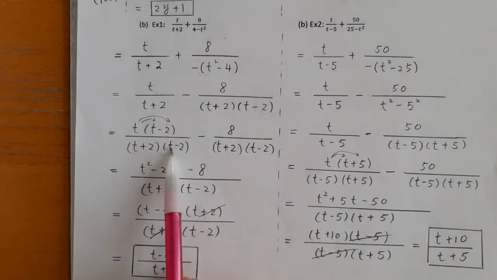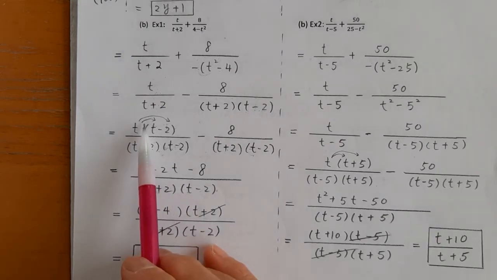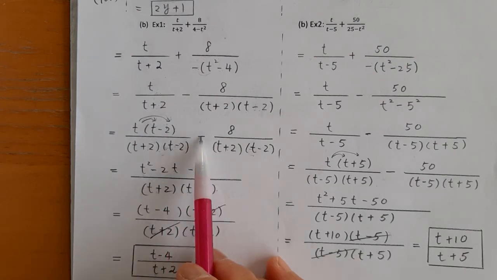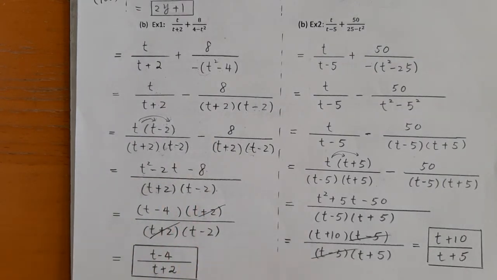Now the two have the same denominator, t plus 2 times t minus 2. Then distribute in. We get t squared minus 2t minus 8. Then you subtract the numerators. You get this. And then this one, factor it.